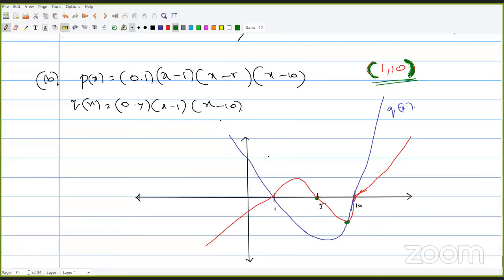So now a straight line is passing through these two, is what is given. So we know this straight line passes through 5 comma 0.